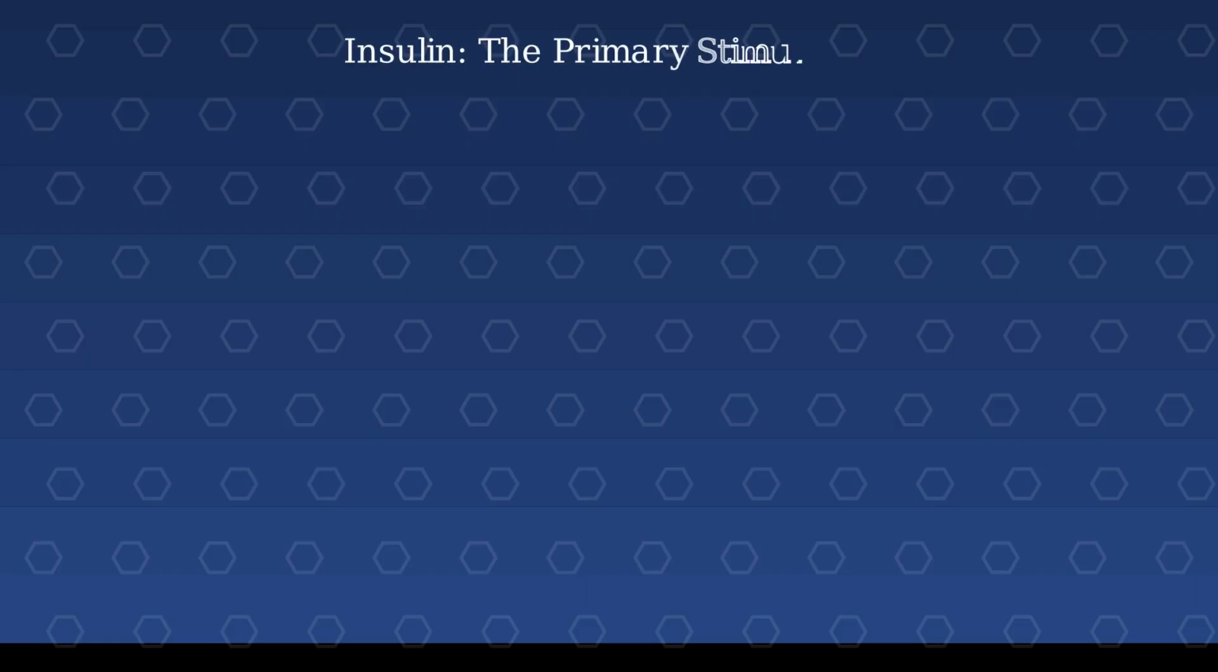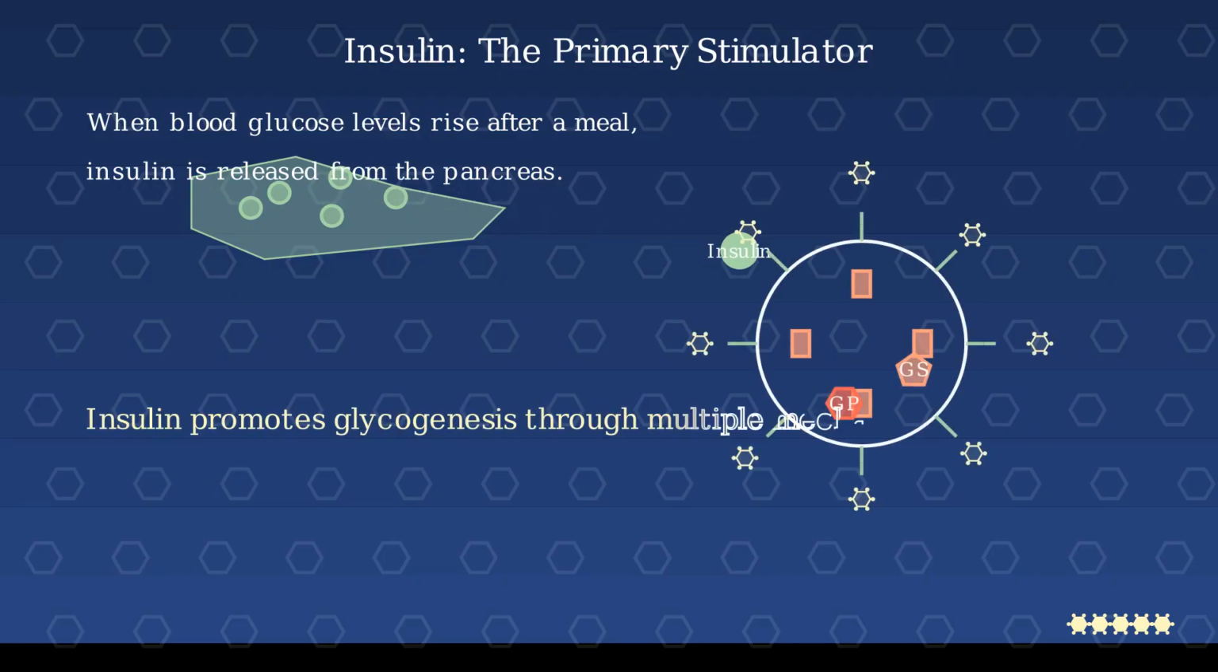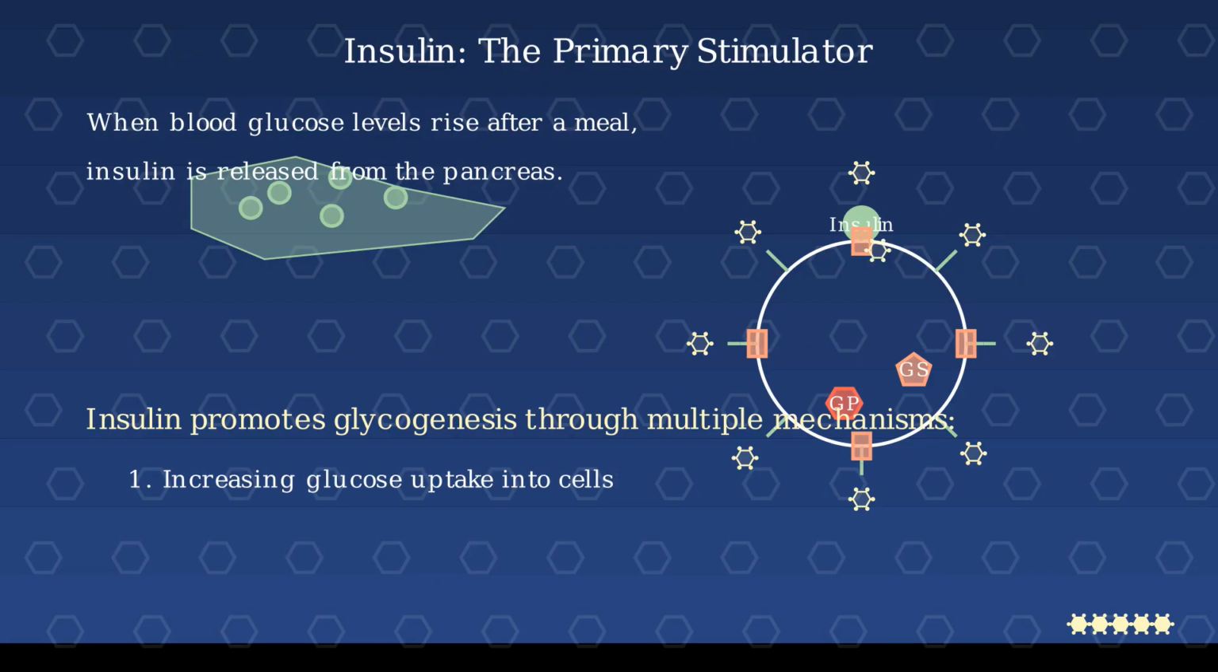Insulin is the primary hormonal stimulator of glycogenesis. When blood glucose levels rise after a meal, insulin is released from the pancreas. Insulin promotes glycogenesis through multiple mechanisms. First, insulin increases glucose uptake into cells, especially in muscles.